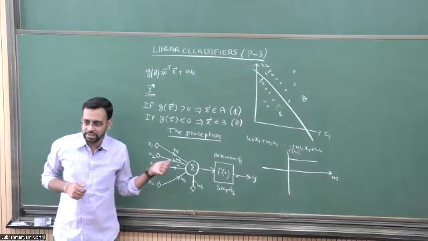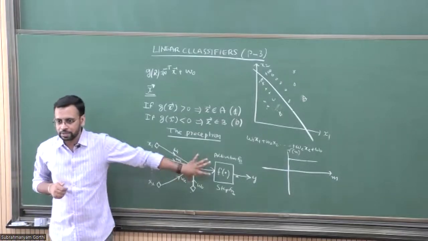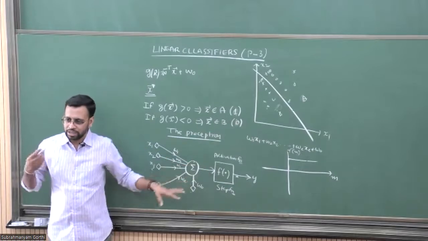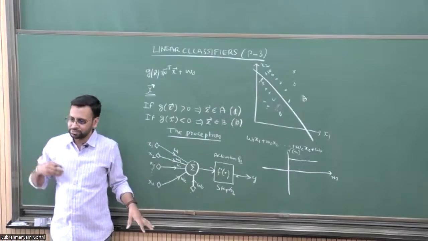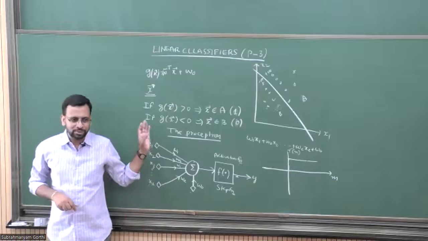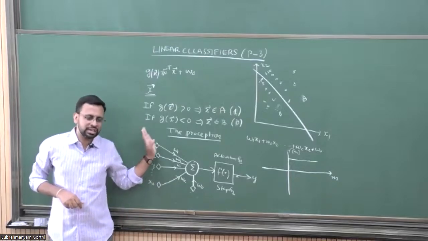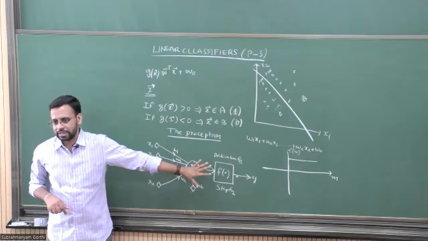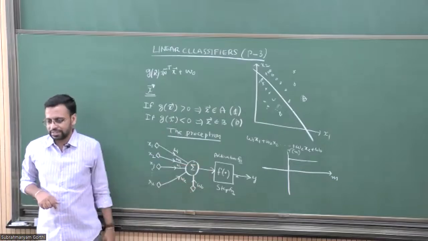So, is it clear so far? This is the mathematical model of the perceptron, or the mathematical model of a neuron, which is referred to as perceptron. Again, if you look at the literature, there are various models of perceptron, but for our purpose, this is sufficient. For now, we look at it this way.